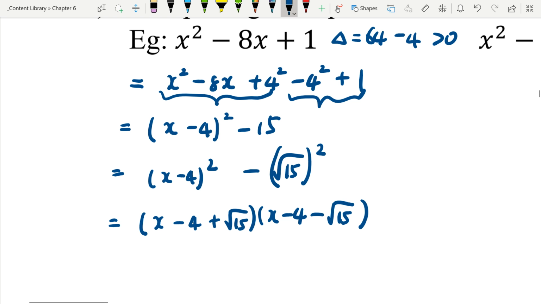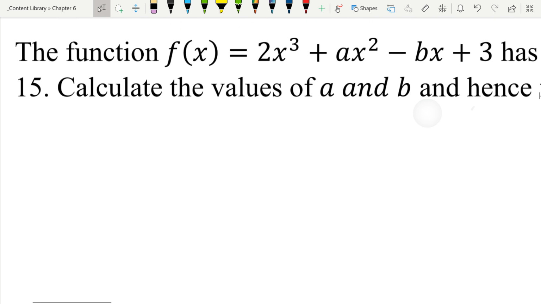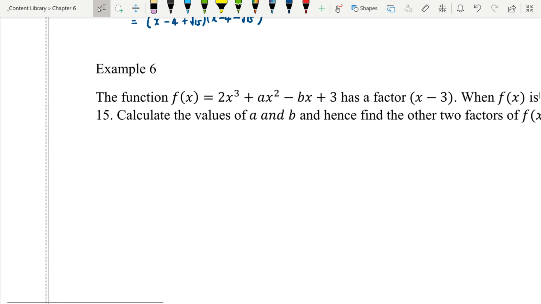I'll leave the last one for you to practice later. Just have a bit of fun with that. I don't have enough time, so I'll skip the next one. Let's look at example 6. That's the key thing I want to talk about.